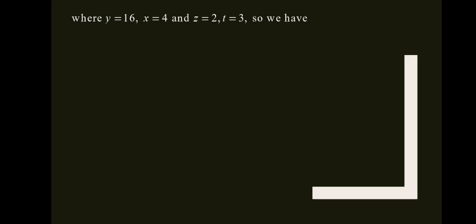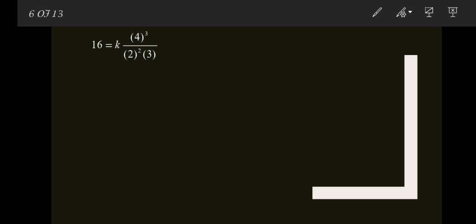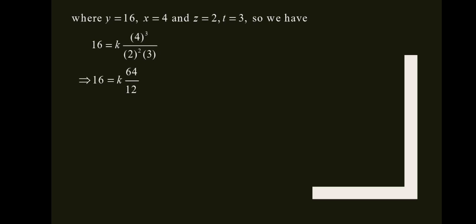We will put the value of y, x, z and t which are given to us to find out the value of k. So we will be having k is equal to 16 multiplied 12 by 64, and k is equal to 3. So it is a constant of variation.